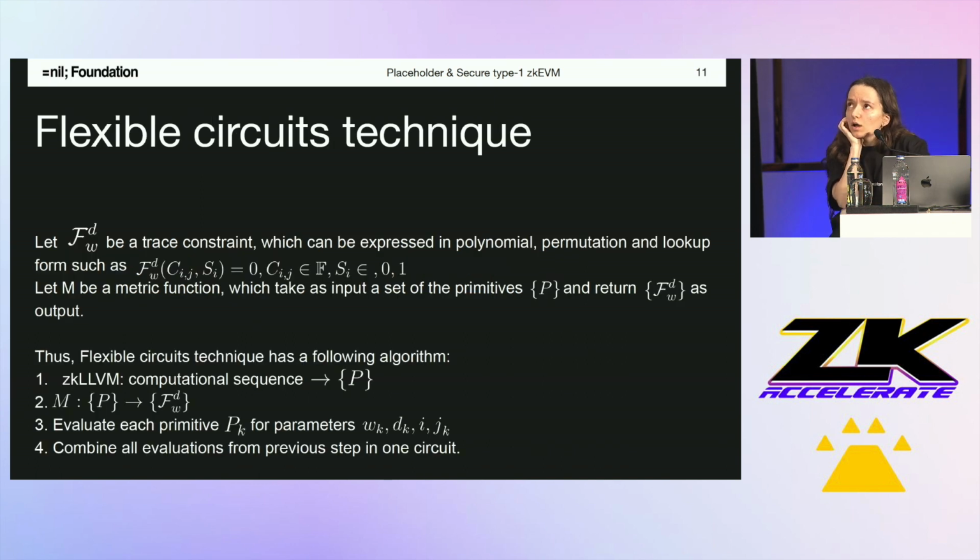That was all about the proof system parameters, but it's not all. Also, we have flexible circuit technique. It works with the zkEVM compiler, and this is how it looks. We have some trace constraints. It's like the usual circuit constraints. Maybe you have heard of them as gates. They are expressed in polynomial form; permutation, when you have just two cells; and lookup, when you have some set of cells and you prove that they exist in some lookup table. It doesn't matter what exactly, but these are our usual trace constraints.